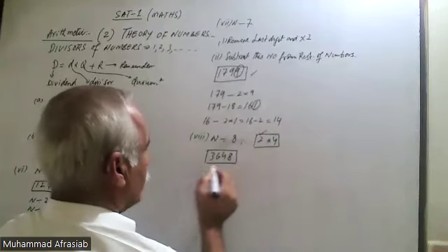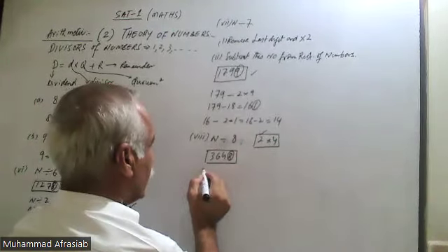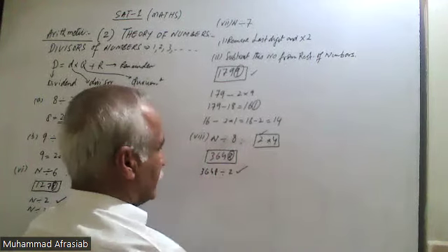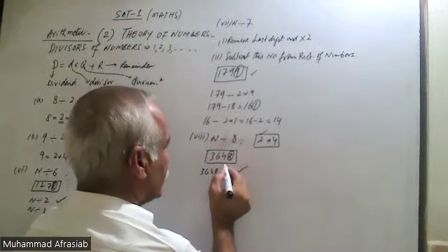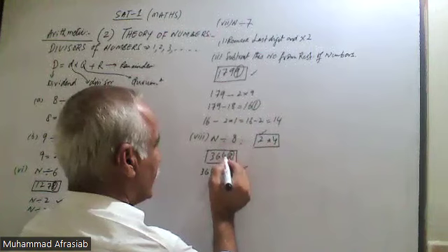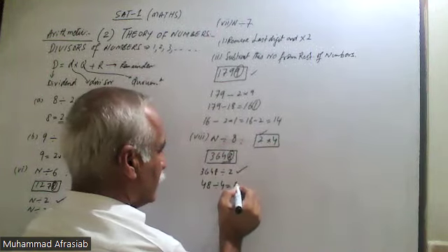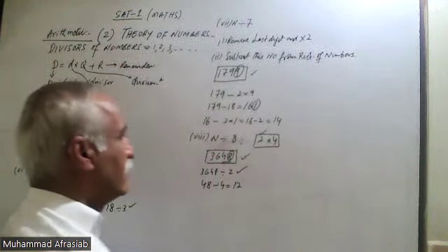First of all, 2. Since the last digit is even, this 3648 is divisible by 2. Then we will check 4. The last two digits are 48. 48 divided by 4 is equal to 12. So this whole number is divisible by 8.